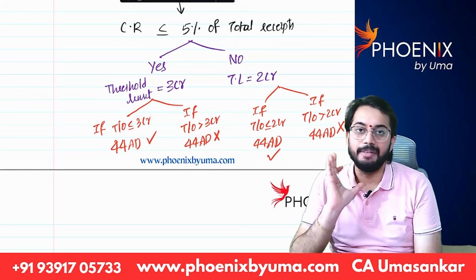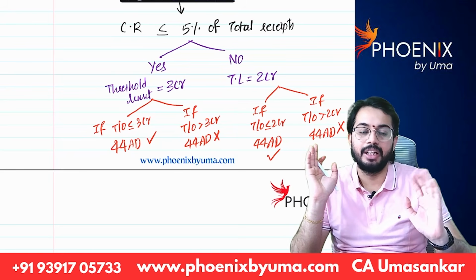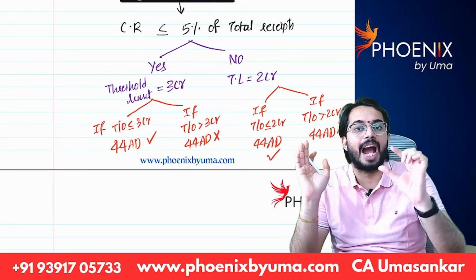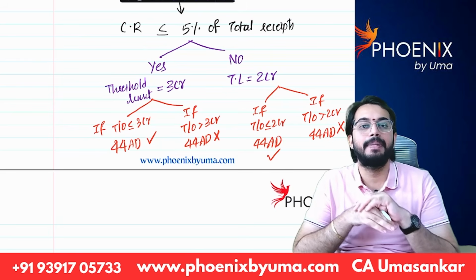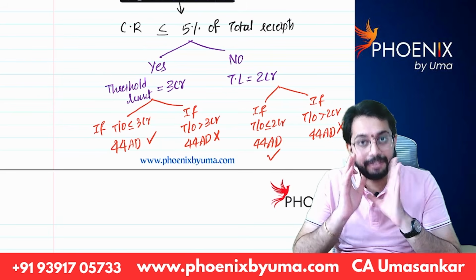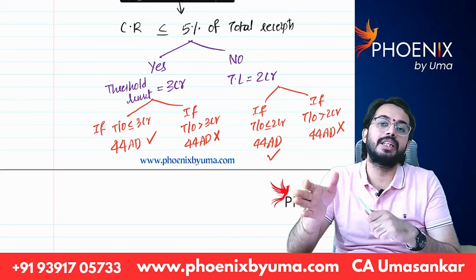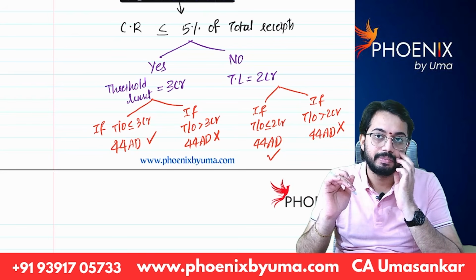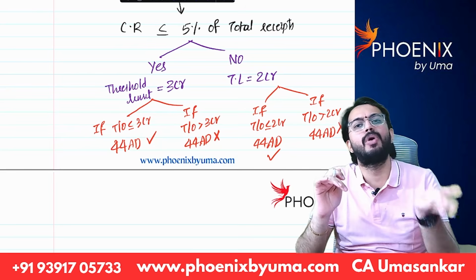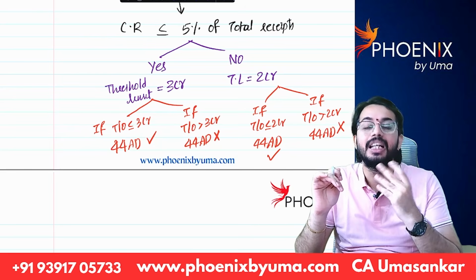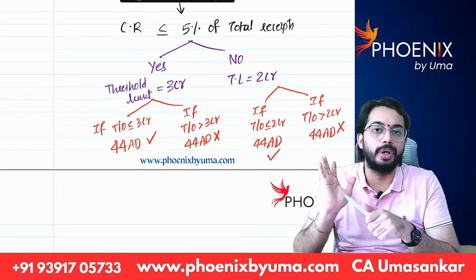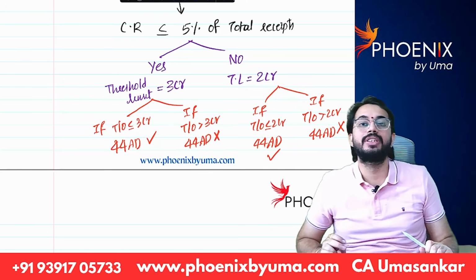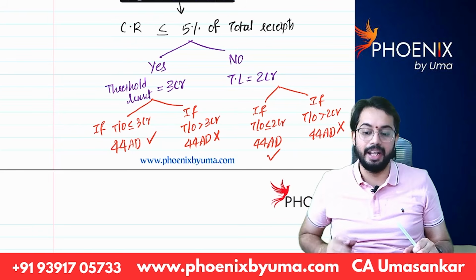That means what? Any businessman came to you, you will ask him one question. Sir, in your business, if cash receipts are less than 5% of total receipts, if yes, then up to 3 crore rupees, you can disclose presumptive income under 44AD. If cash receipts are more than 5% of total receipts, in that case, up to 2 crores only, presumptive income can be disclosed under section 44AD. Okay.